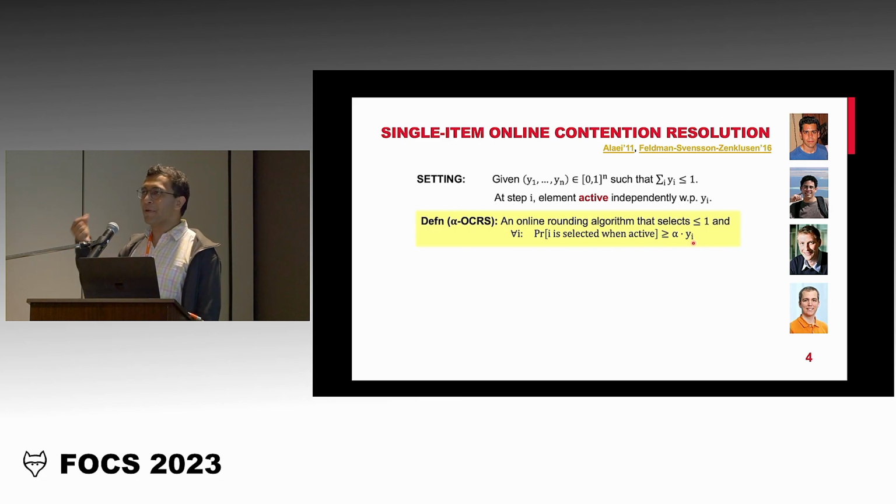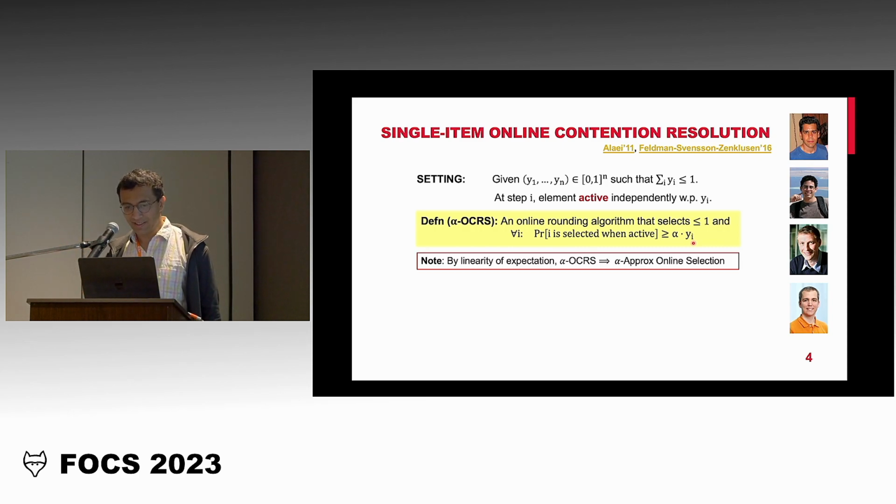Remember my LP had an objective value of summation over i of yi vi. I cannot get each element with exactly probability yi, because this is a relaxation. It's not exactly the max, an online problem. But as long as I can get each of them individually at least half of the times, I have a half guarantee. By linearity of expectation, if you can get an alpha OCRS, it will imply an alpha prophet inequality, or the alpha approximation to the online selection problem that we talked about in the last slide. So this is the most important slide.